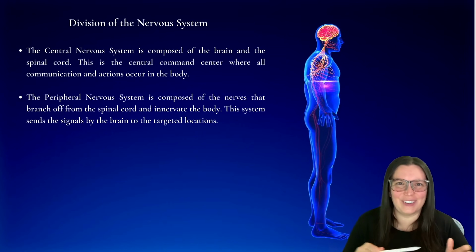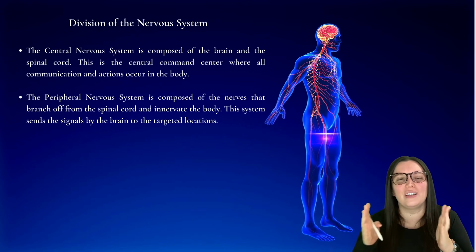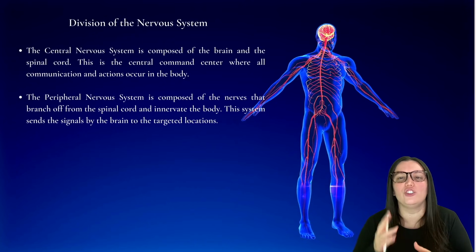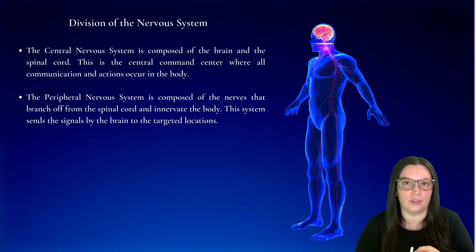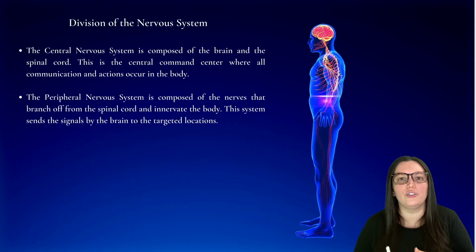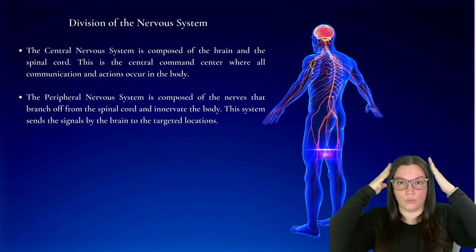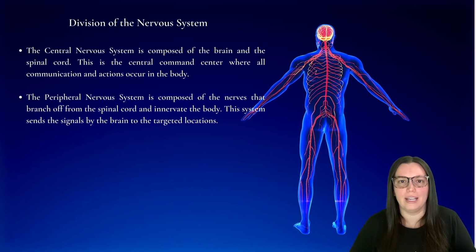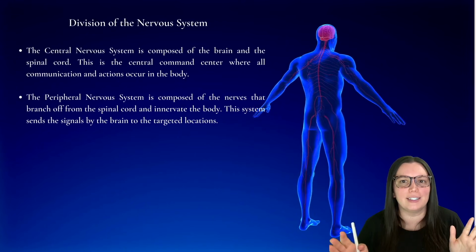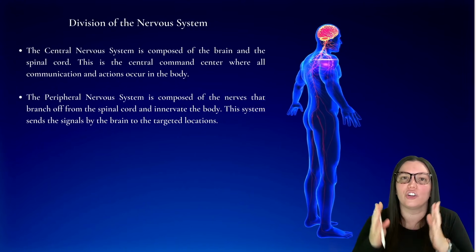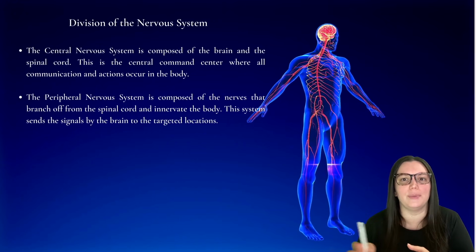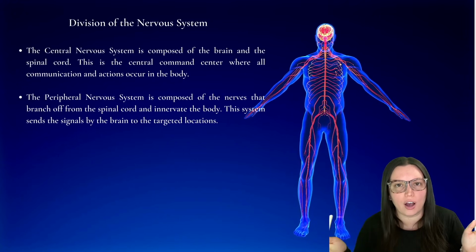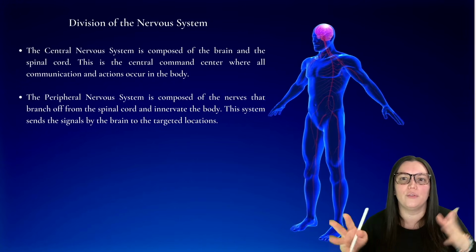Let's talk about that nervous system. So the nervous system is divided into two parts, our central nervous system as well as our peripheral nervous system. So our central nervous system is composed of our brain and our spinal cord. And this is the central command center where all communication and actions occur in the body. Whereas our peripheral nervous system is composed of nerves that branch off from the spinal cord and innervate the body.